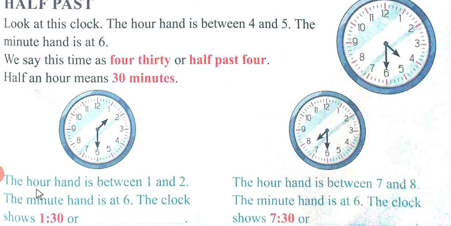So you can see here the hour hand is between 1 and 2, the minute hand is at 6, the clock shows 1:30, or you will write the answer here, or half past 1. The hour hand is between 7 and 8, the minute hand is at 6, the clock shows 7:30 or half past 7. Here the line has been drawn for you to write the answer. So half past 1 and 7:30. You will write the answer in your book.